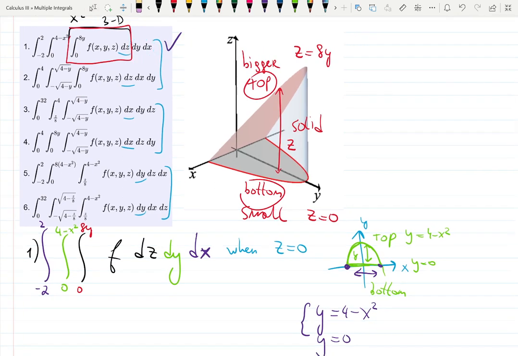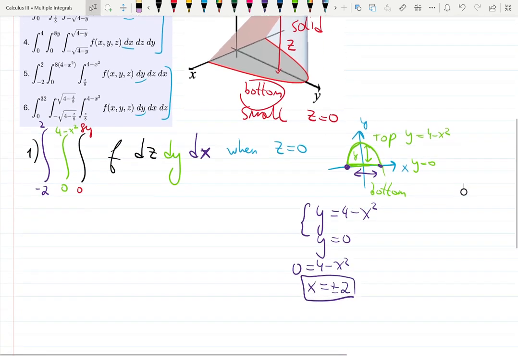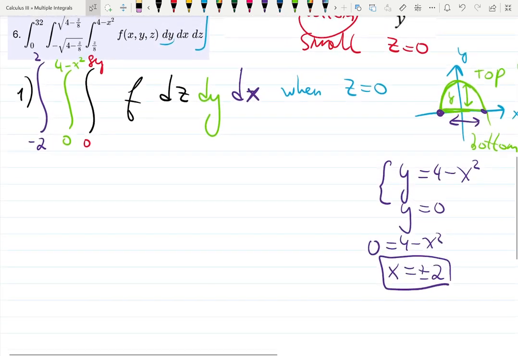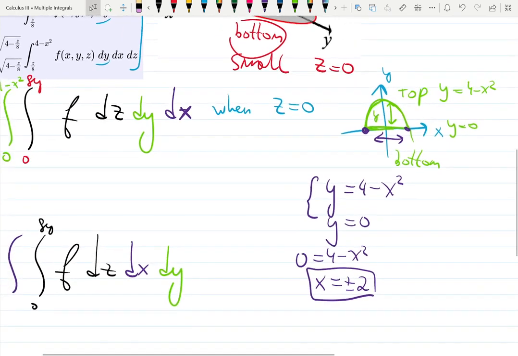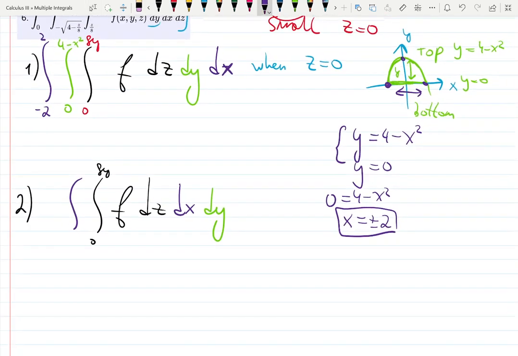Done. Let's speed up a little bit and see what's happening for the answer number 2. For the answer number 2, it's easier to stick with the same result of dz, f dz from 0 to 8y, and now switch between dx and dy. So you don't have to redo the inner part, that is the same. So now x will be from a function to a function, and the picture is the same. Here is the picture. But now x is going, I will actually redo the picture for you.